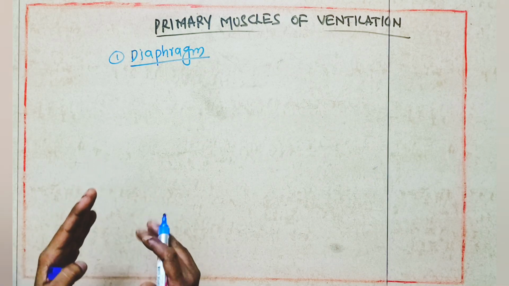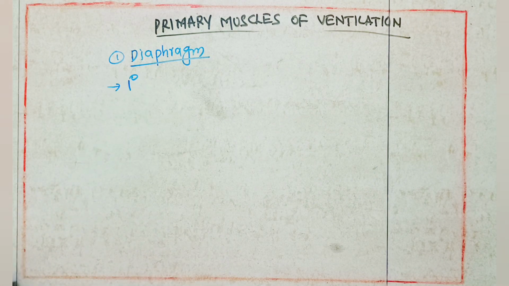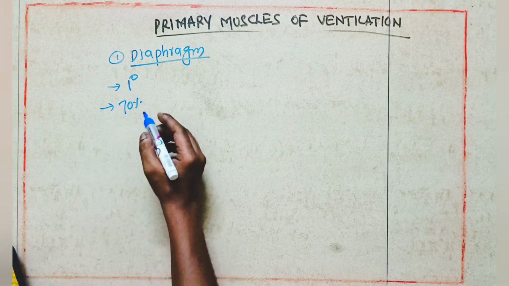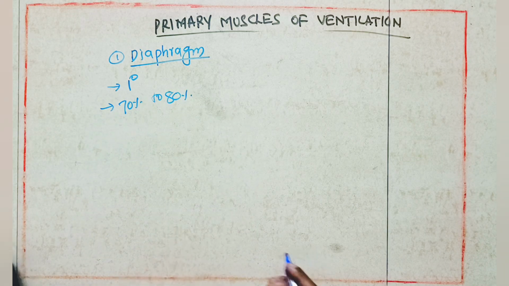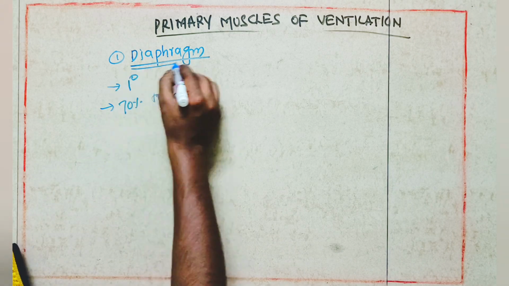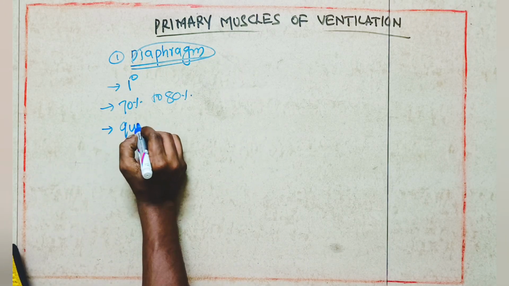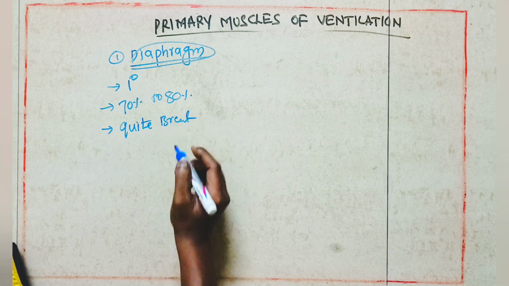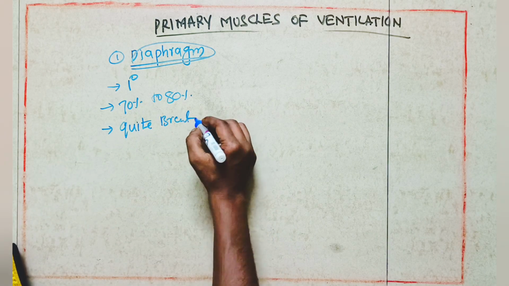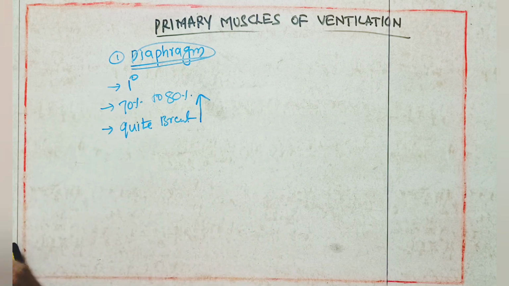The diaphragm is the primary muscle of ventilation. Approximately 70% to 80% of the inspiration is carried out by the diaphragm muscle. So it is that important. This diaphragm muscle helps in quiet breathing. What it means is, when we are in resting position, that time this diaphragm muscle is going to work. It works during most of the inspiratory cycle.